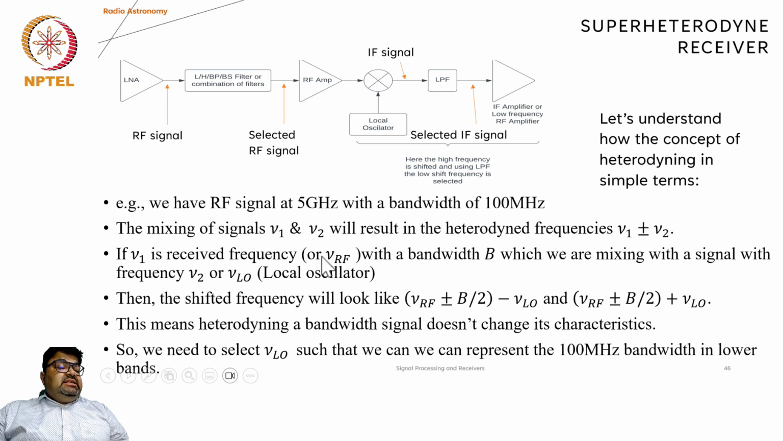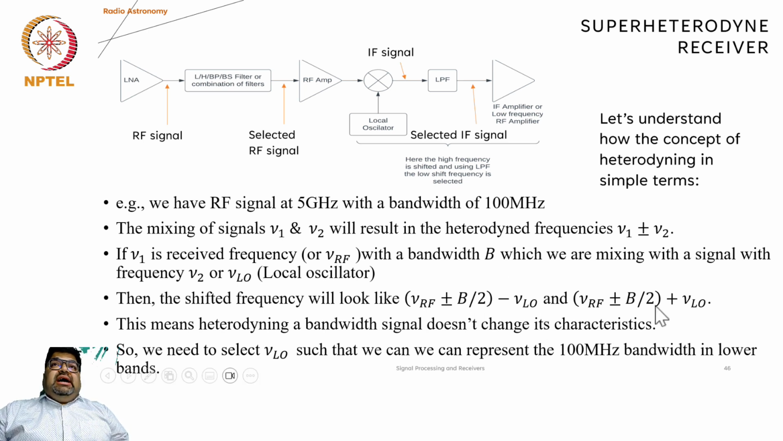If nu1 is the received frequency, or nu RF, with a bandwidth of B, which we are mixing with a signal with frequency nu2, or nu LO, the local oscillator, then the shifted frequency will look like nu RF plus minus B by 2 minus nu LO, and nu RF plus minus B by 2 plus nu LO. This means heterodyning a bandwidth signal doesn't change its characteristics, but it just shifts the frequency up and down. So typically we take the lower value.